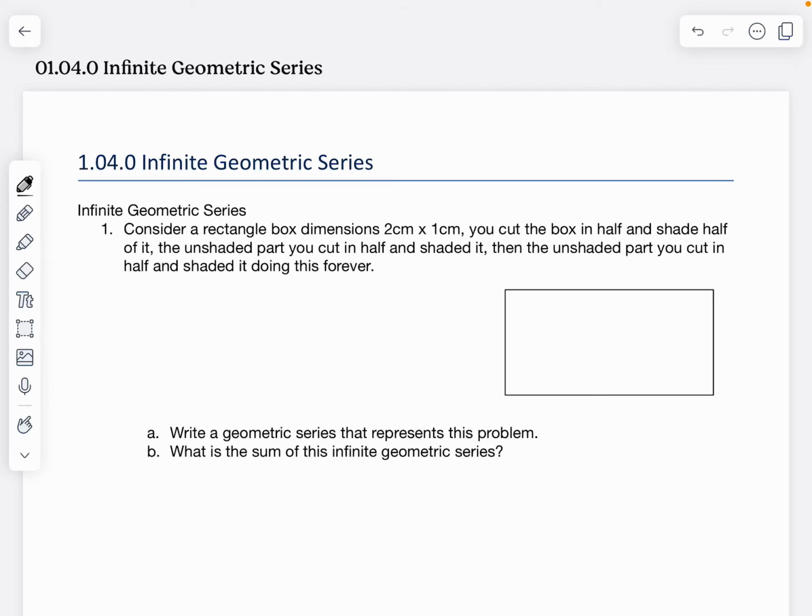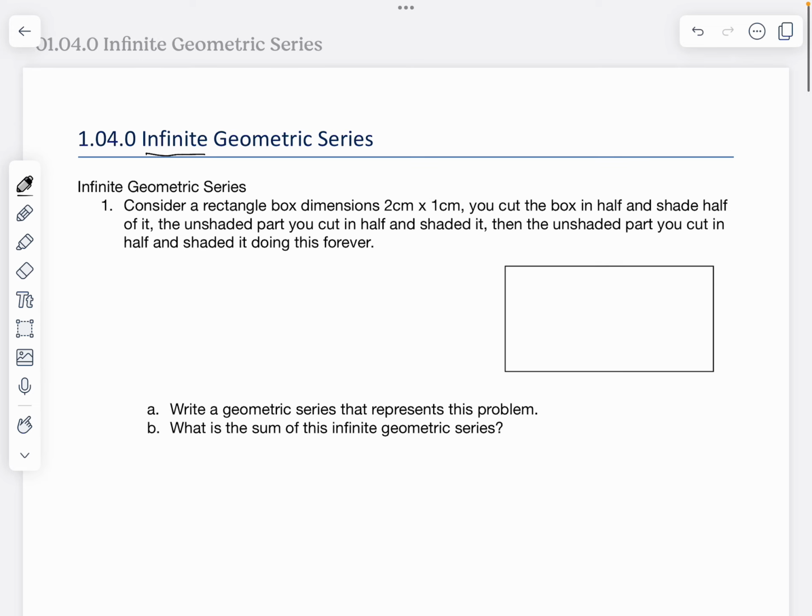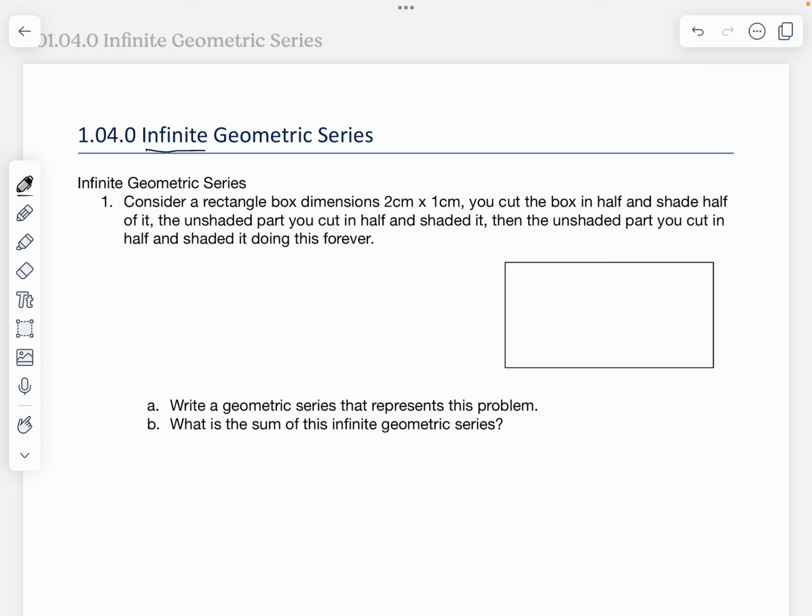All right, hey everybody. So we're going to be talking about infinite geometric series right now, which seems kind of like a strange idea. A series means we're adding terms together, same like an arithmetic series. We already know the formula for a geometric series. We had two of them: u1 times r to the n minus 1 over r minus 1, or the alternate method, u1 times 1 minus r to the n over 1 minus r.